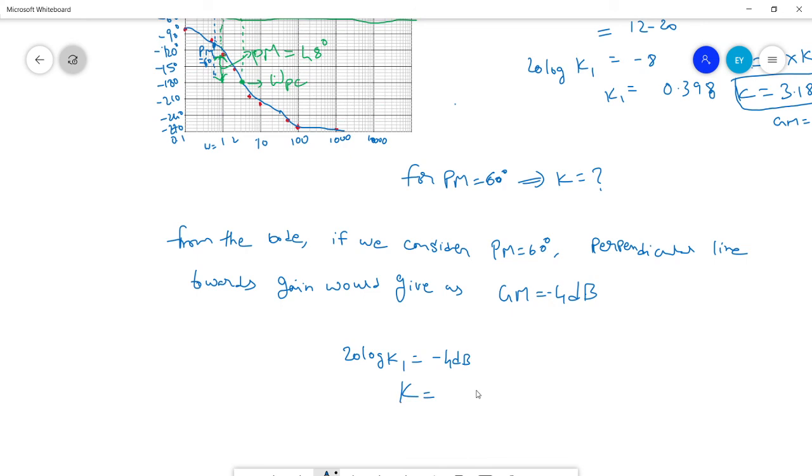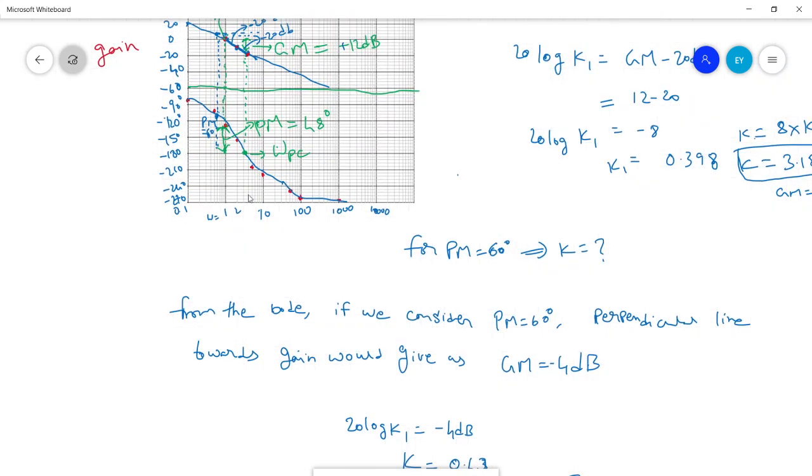K1 is equal to 0.63, if you compute. This is K1. We need to compute K. K is equal to 8 into K1. Therefore K is nothing but 5.02 for PM equal to 60. Phase margin is equal to 60.